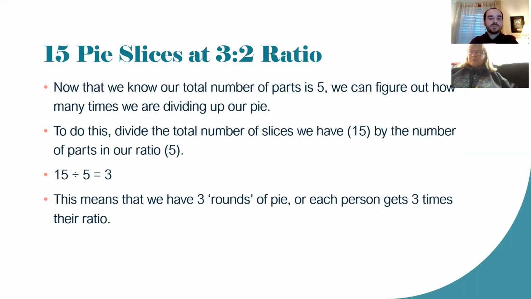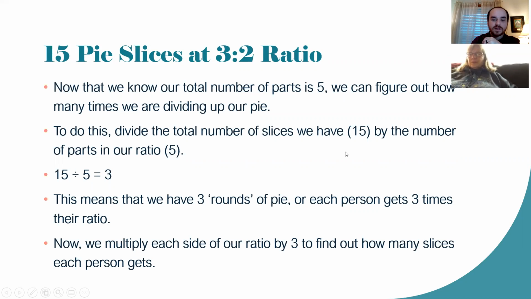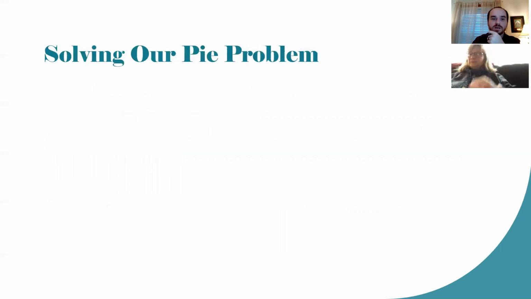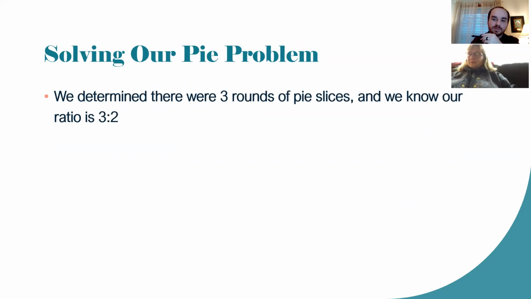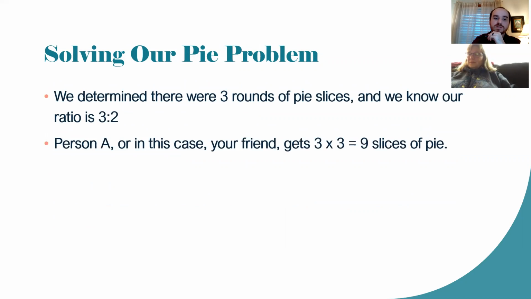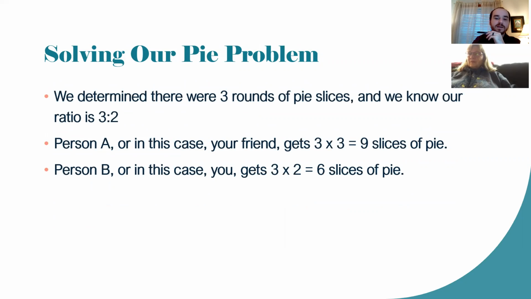So in this case, we have 3 rounds of pie. So we're going to give Janie 2 slices and then Addie 3 slices, and we're going to end up doing that 3 times. So from there, it's pretty easy to figure out how many slices each person gets. All we have to do is multiply our ratio by our number of rounds, which in this case is 3, and we get it. So we have 3 rounds of pie slices. We know that the ratio is 3-2, which means person A, or in this case Addie, gets 3 times 3, or 9 slices of pie.